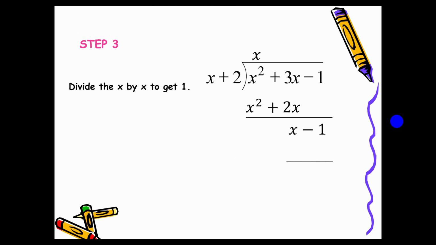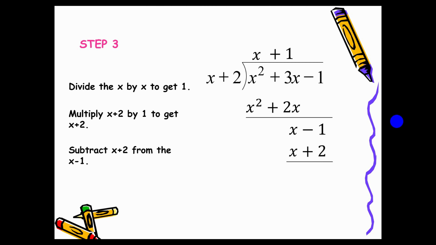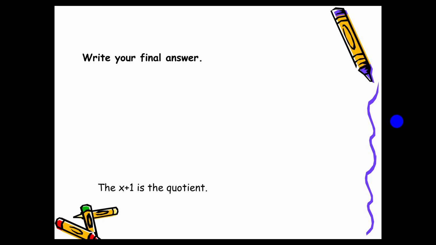After that, we will divide the x by x to get 1. And multiply x plus 2 by 1 to get x plus 2. After that, we will subtract x plus 2 from the x minus 1. So this would become negative 3. So our remainder here is negative 3 over x plus 2. So we can now write our final answer.